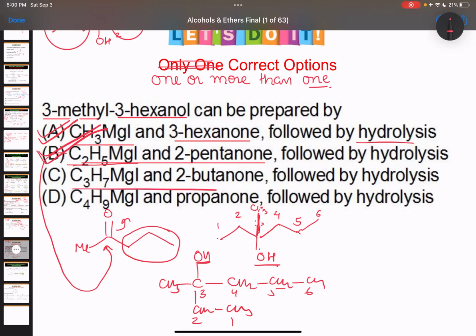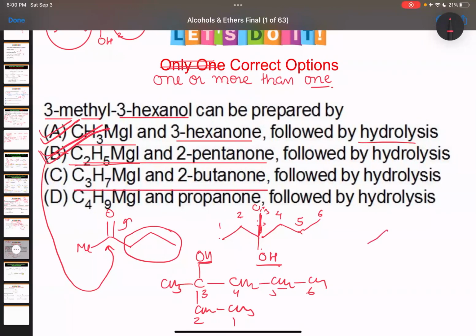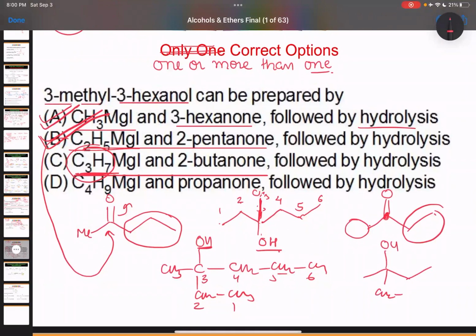Are we going to get the same thing with this? Yes. 2-butanone is going to be this one, so methyl and ethyl are already there, and you bring in one propyl group, because this is propyl, C3H7. So is it going to be the answer? Let's check it. 1, 2, 3. I do the numbering from the side which is closer. 4, 5, and 6. And this is also the same.